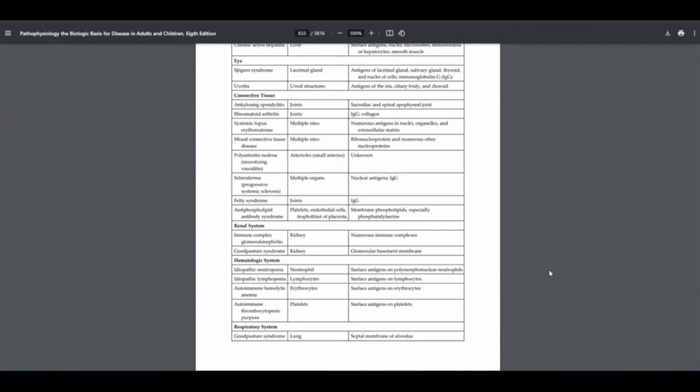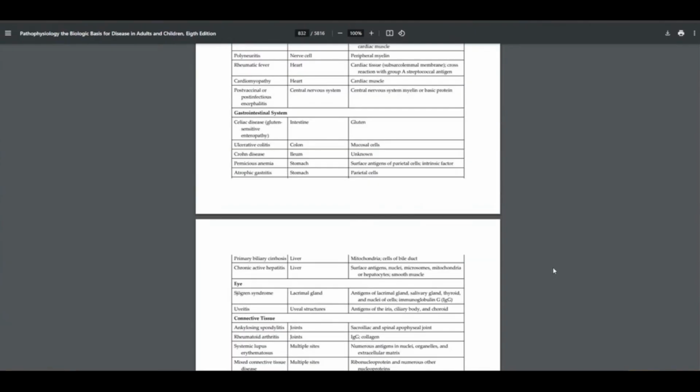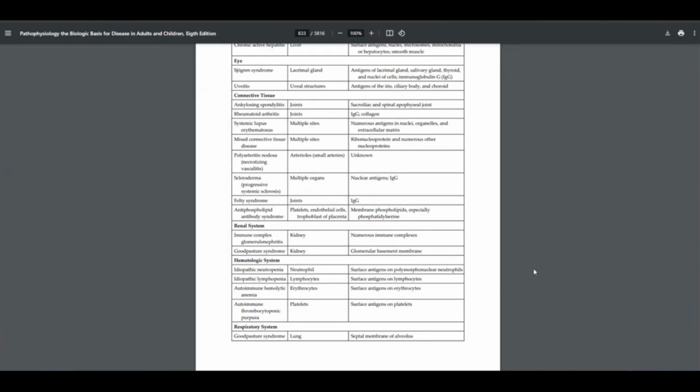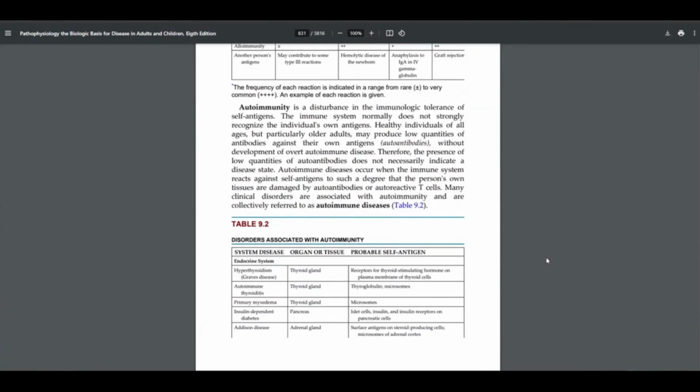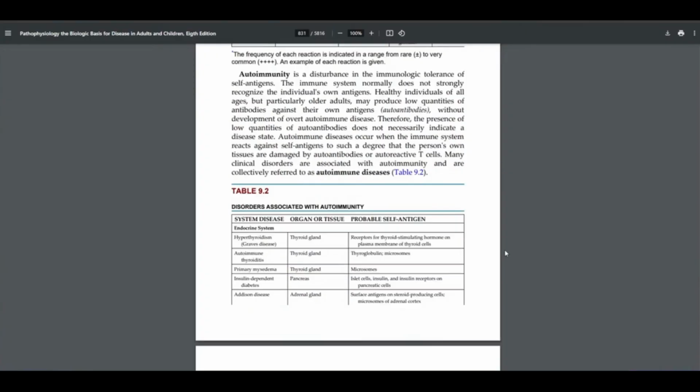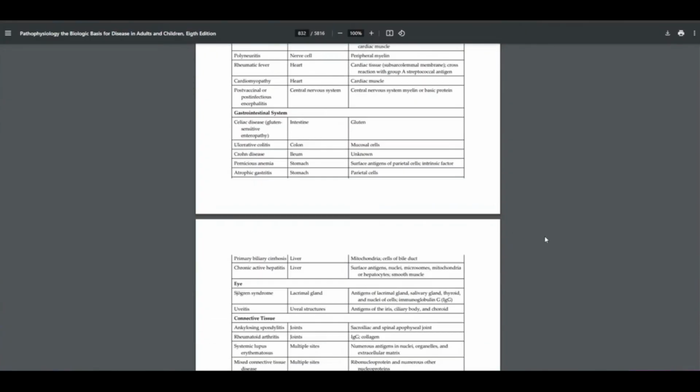Okay, I've read through a large portion of these. They can also affect your GI system, the gut, the eyes, the connective tissue, the renal system. Pretty much anything that is in the body could potentially be affected with some kind of disorder of autoimmunity, given the chance.